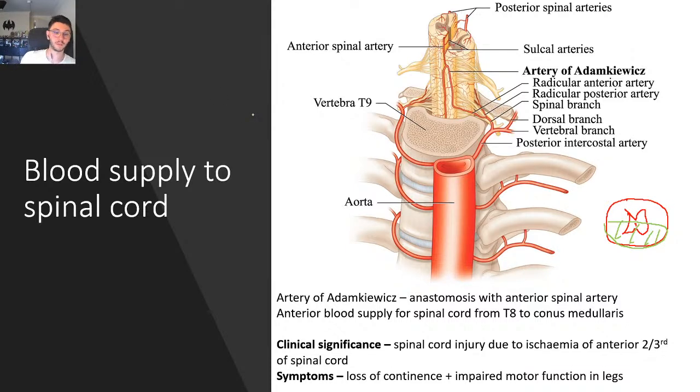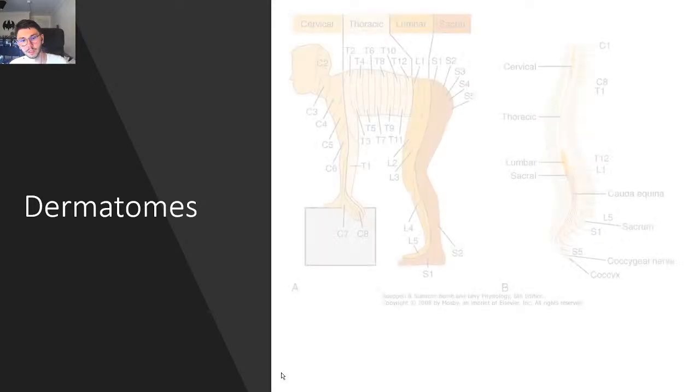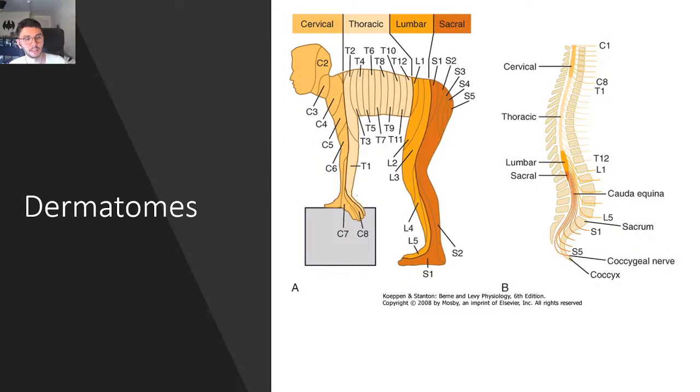And this is one of those fun facts that you just sort of have to memorize, but they're very important when it comes to ischemic changes in the spinal cord. So I'll talk briefly about dermatomes. This is more of a visualization exercise. I've always found dermatomes to be very tricky.